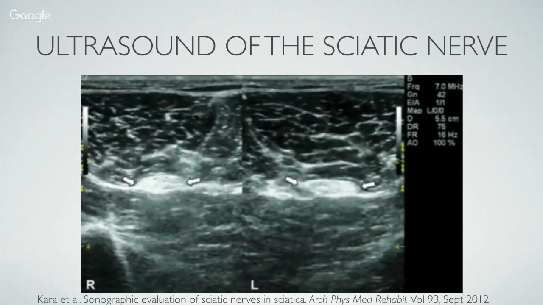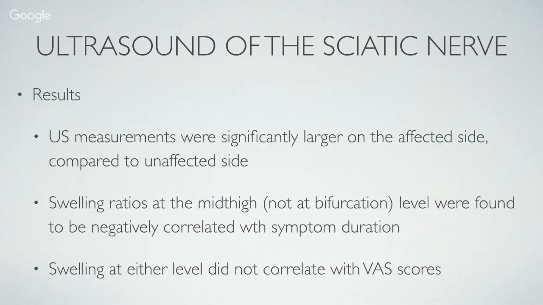So this is one image of an ultrasound of a patient. The image on the left is actually the right leg. The image on the right is the left leg. You can see enlargement of the sciatic nerve compared to the normal or unaffected leg on the right. So the results, they noted that ultrasound measurements were significantly larger on the affected side compared to the unaffected limb. Swelling ratio at the mid-thigh, but not at the bifurcation, negatively correlated with symptom duration, but swelling at either level did not correlate with VAS score. So if their pain was really high, it didn't mean that their sciatic nerve was more swollen.